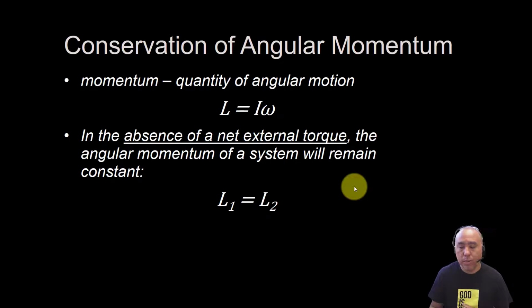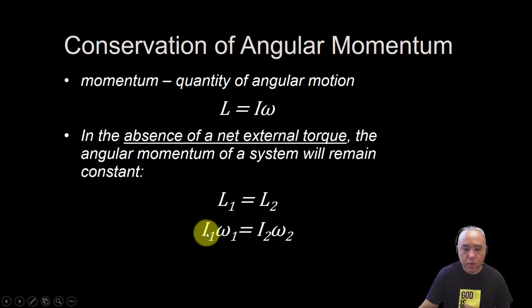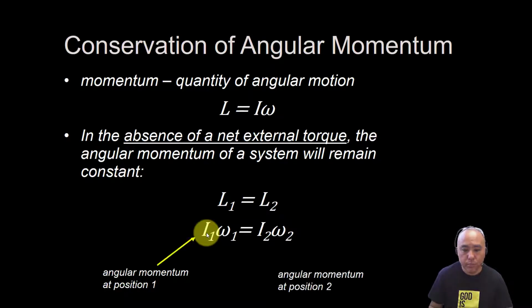L1 equals L2. That means the momentum in position 1 should equal the momentum in position 2. So if the moment of inertia changes, meaning the person is manipulating where their arms or legs are, and subsequently influencing the moment of inertia, that's ultimately going to influence the angular velocity, what you see in terms of motion, because angular momentum has to remain constant in the absence of a net external torque.